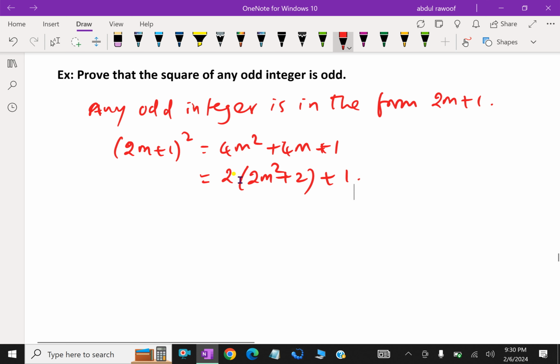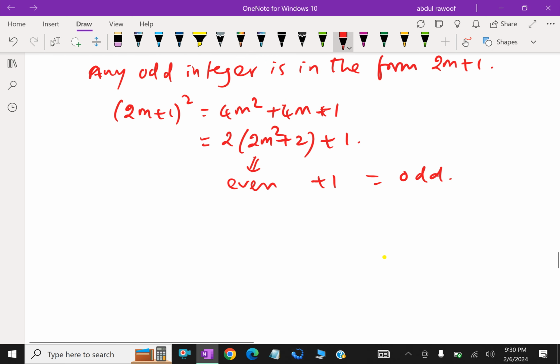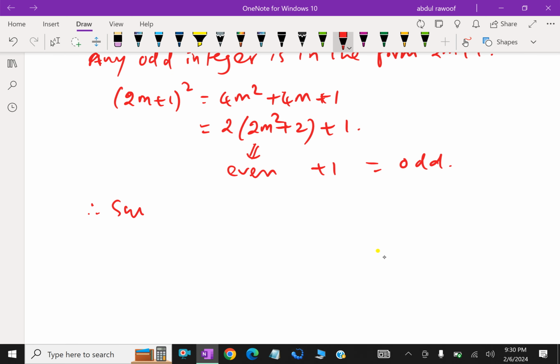Here 2m squared plus 2m is always even. Multiply with 2 is also even. Adding 1 equals odd. Therefore, square of any odd integer is always odd.